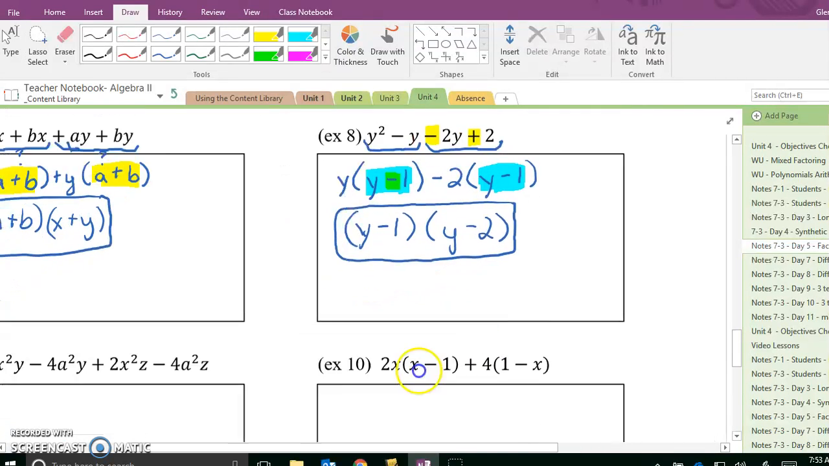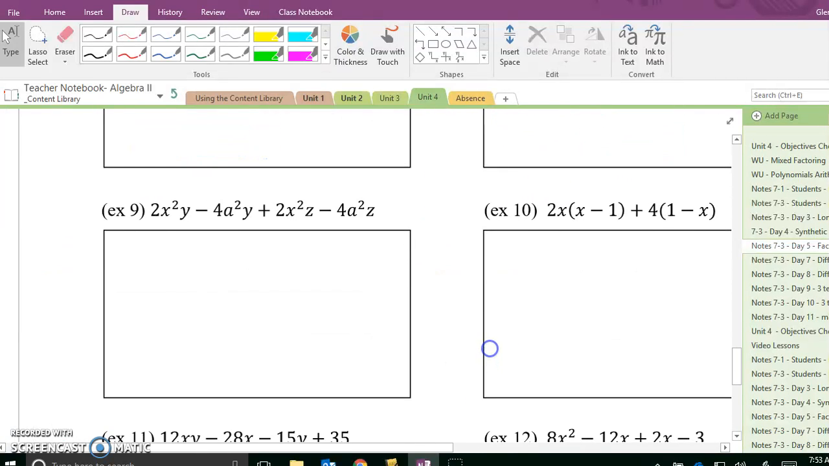Okay, let's get into something that might be a little more complicated, or might at least look a little bit more complicated, but it really isn't. First off, each one of these has a 2 in common. So before I do any heavy lifting with factor by grouping, I'm going to pull out the 2. In this case, I'll have x squared y minus 2 a squared y plus x squared z minus 2 a squared z.